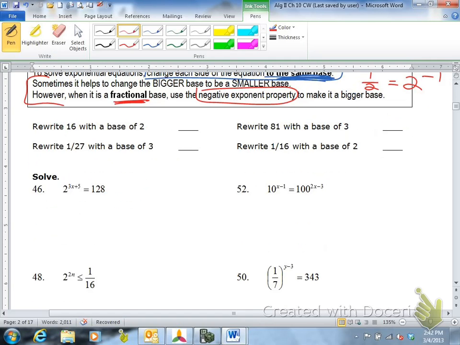So for 16, write 16 with a base of 2. 16 is the same as 2 with a certain exponent. And 2 to the what is 16? See if you could write the next one, and I'll pause the video.